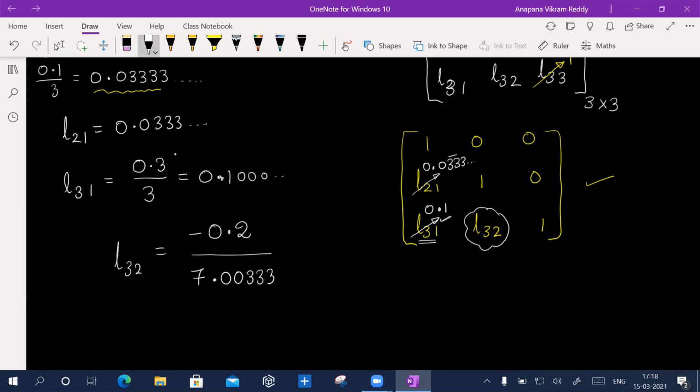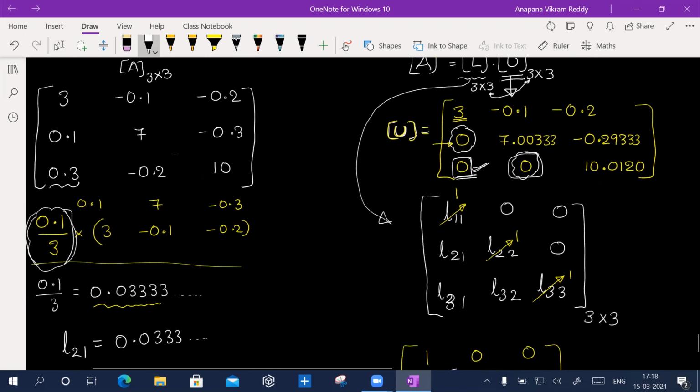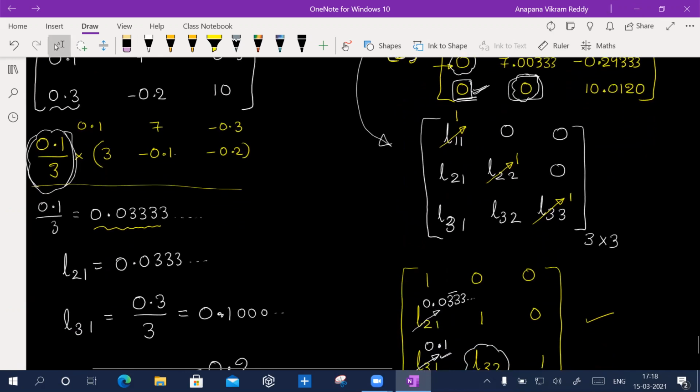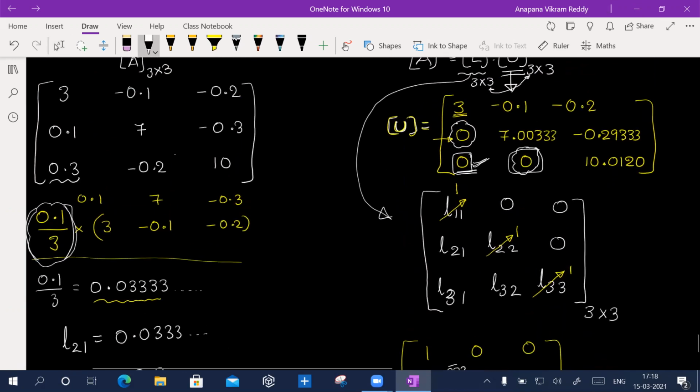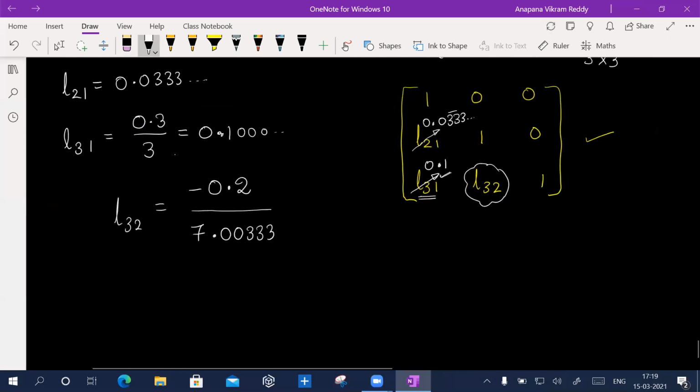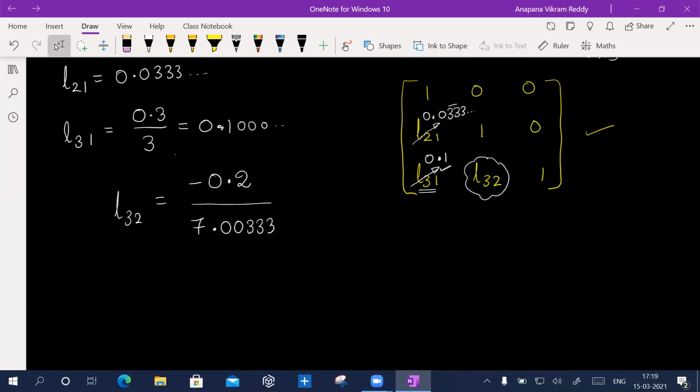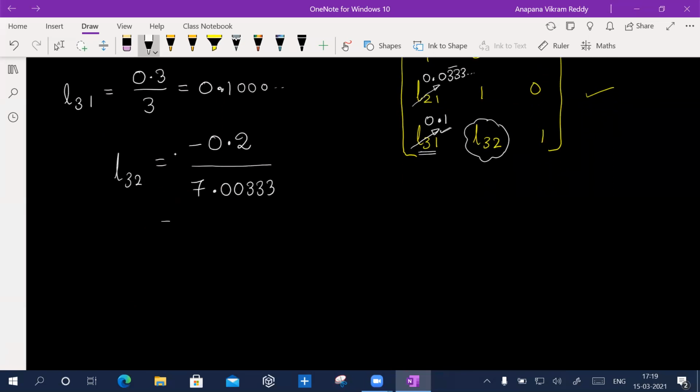Yes or not? Yes, sir. Okay, please don't do this. It's not minus 0.2 by 7 because we have modified the rows. We have modified row 2 and row 3, and from that modified row 2 and row 3, we need to obtain this multiplier, rather than minus 0.2 by 7. So what is the answer for this? Minus 0 point approximately minus 0.02713. Did you get it like this?